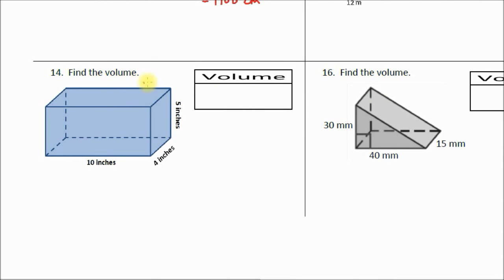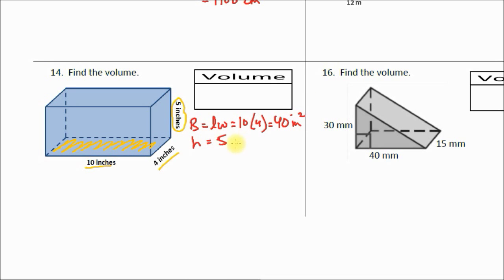Alright, let's go to number 14. Find the volume. Well, this is also a rectangular prism. I'm just going to go ahead and pick the bottom face as the base. That means these 2 dimensions are the dimensions of the base. That makes 5 inches my height. Let's go ahead and figure out the base area. The base area of a rectangular prism is length times width, which is 10 times 4. And that's 40 inches squared, because that's the area of our base.